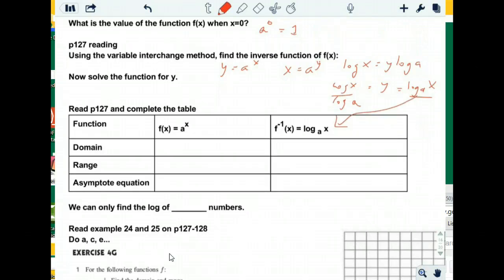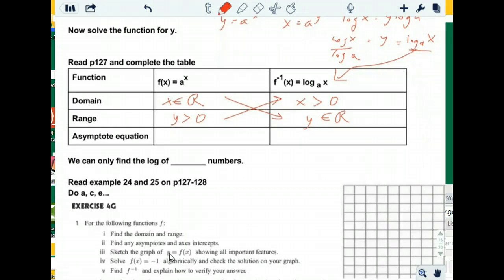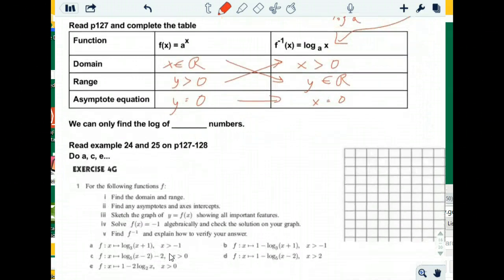So the domain of a to the x, we could say it's any real number. The range of a to the x we know is only positive numbers. So when you have an inverse function, you reverse these. So this would be for x greater than 0, and the range is any real number. We know that the asymptote equation for the exponential is y equals 0, and so for the inverse we would have x equals 0. We can only find the log of positive numbers, right?